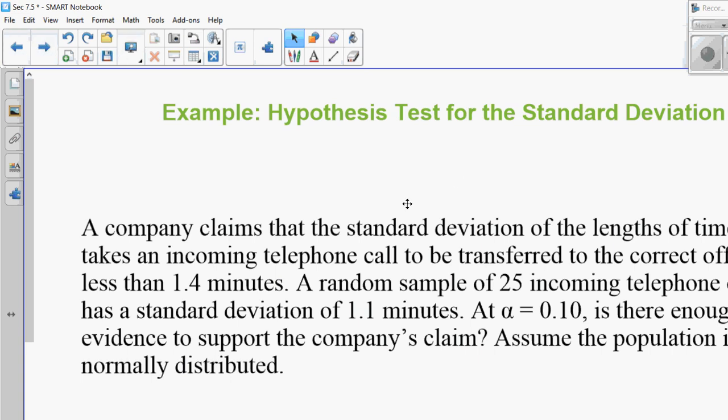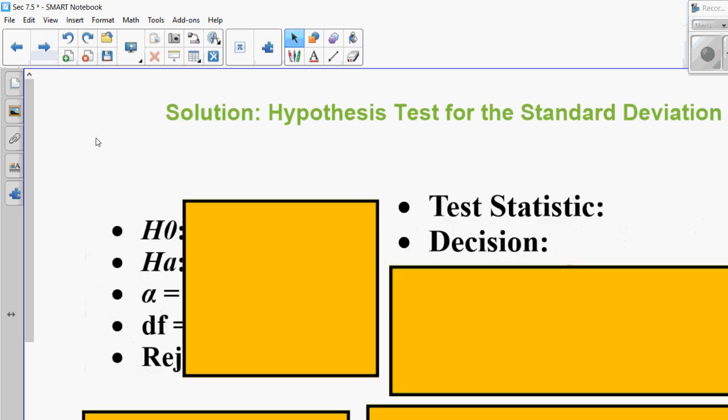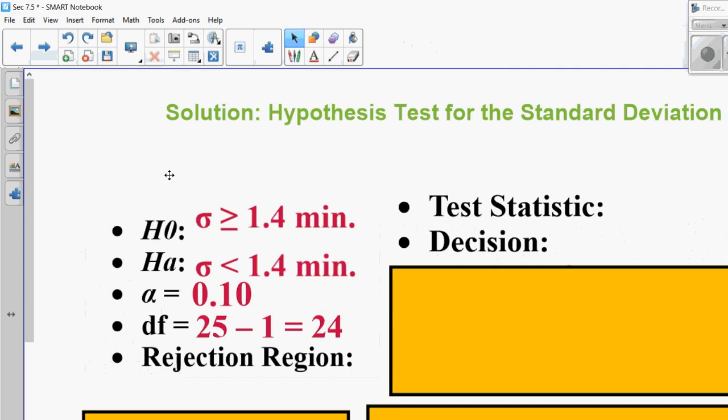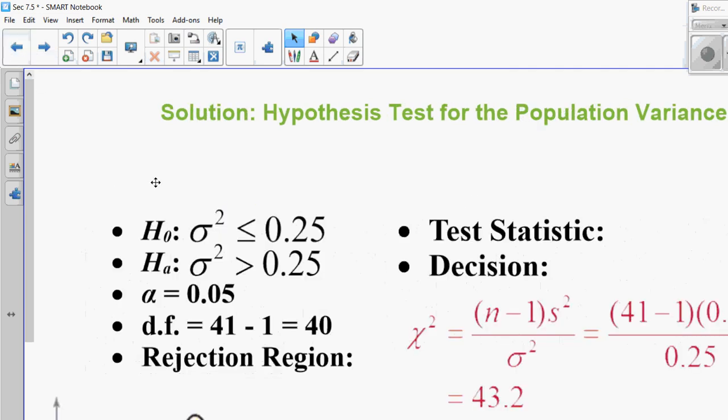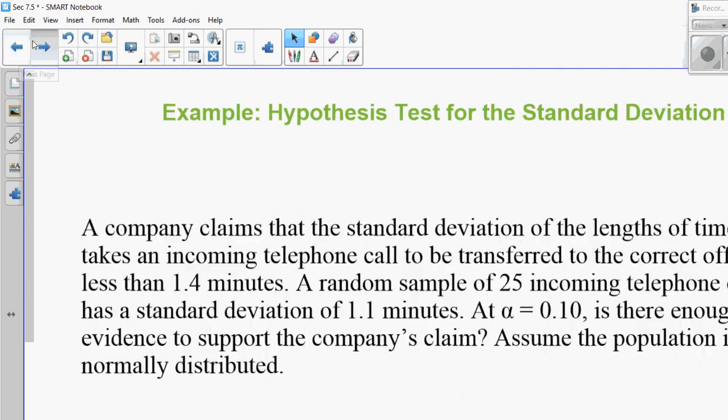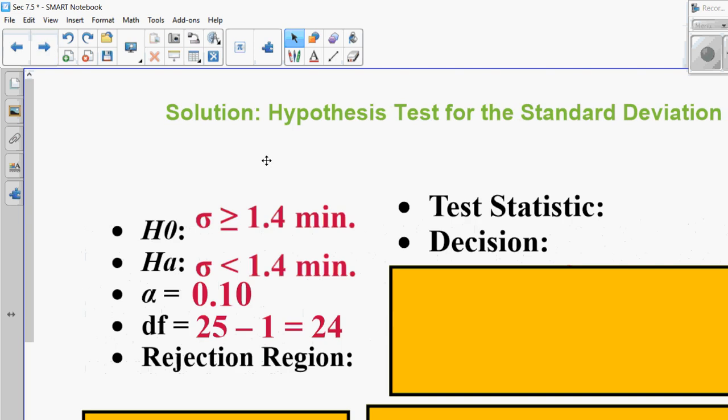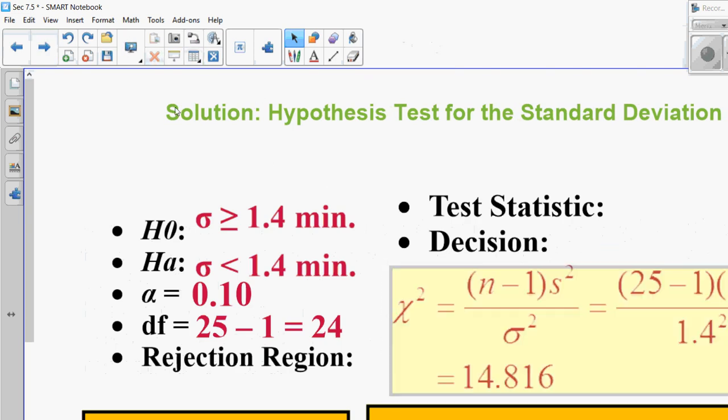So once again, notice this is the standard deviation. So that's just sigma. That's not squared. So when we write our H sub O and our H sub A, we have sigma. In our previous example, we had sigma squared. So you have to change it based on what the problem is. We now find our chi-squared. Notice our 1.1 and our 1.4 have to be squared. They're the standard deviation. If they're the variance, they're already squared.